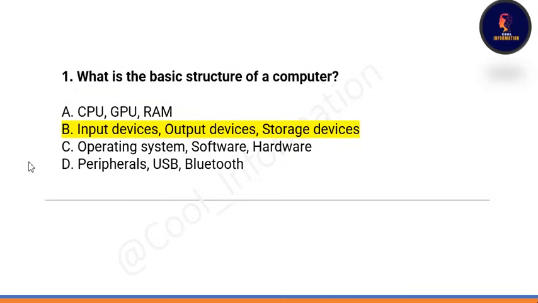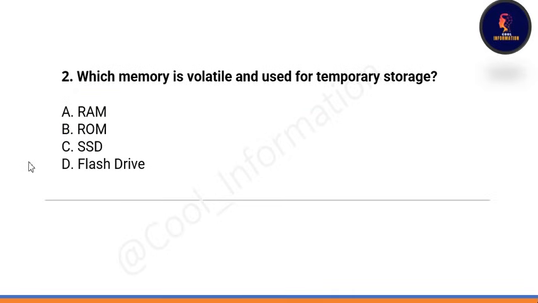Okay, next question. Which memory is volatile and used for temporary storage? Options are RAM, ROM, SSD and flash drive. Correct option is option number A, which is RAM. RAM is a volatile memory.